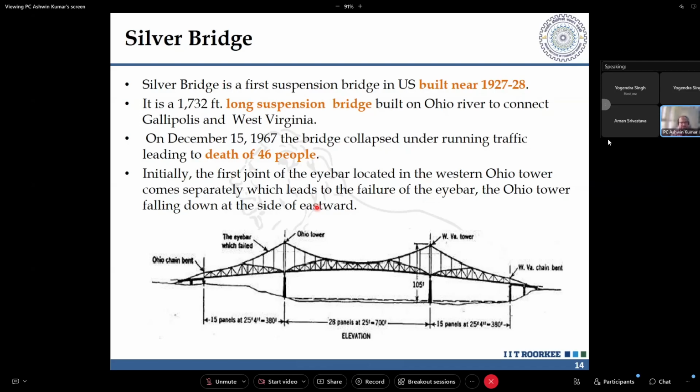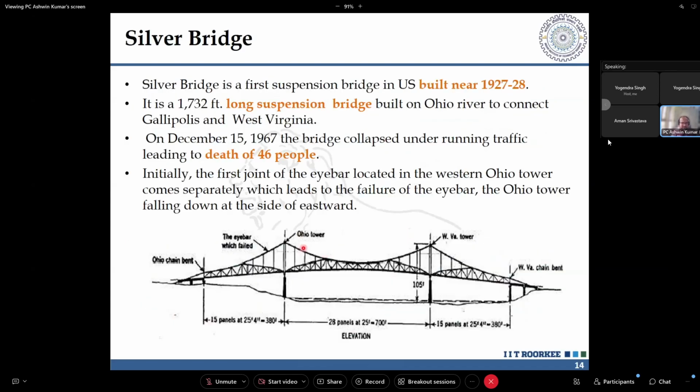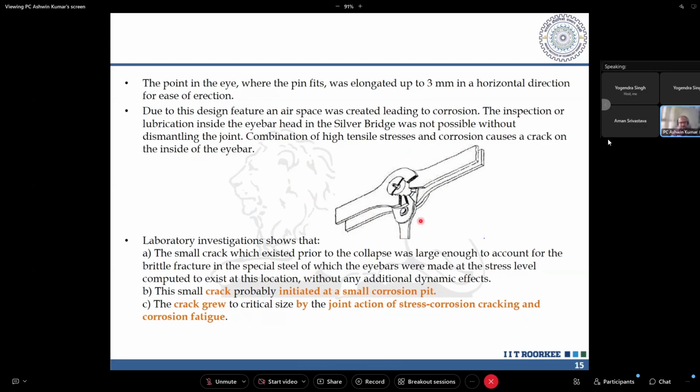It is a suspension bridge, and what happened was that, due to erection easiness, what they did is at the eye, like this is the suspender there, and this is the suspension cable that is there. This is the vertical member that got attached to it. To ease the attachment of the vertical member with the suspension cable, they increased this particular area, they increased the size where the pin has to come in.